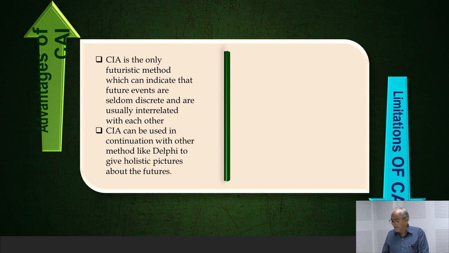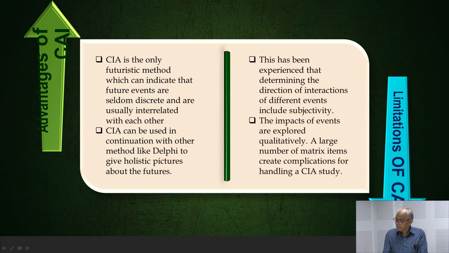There are limitations of cross impact analysis. It is very difficult to judge the directions in which one event will affect another event, and it is purely based on insightful projections. The second part is that the impacts of events are explored on the basis of our qualitative, intuitive judgments. So we cannot go for a large number of events and study the interaction of a large number of events on each other. So the matrix cannot be a very large matrix.